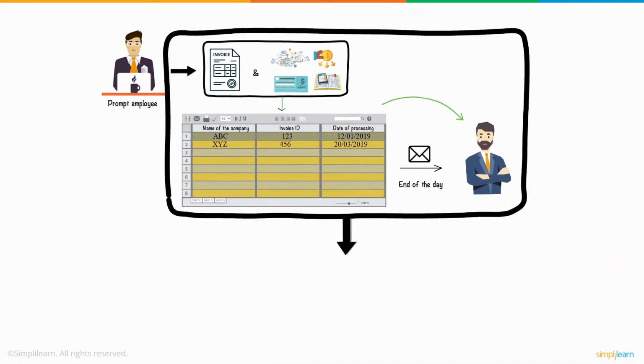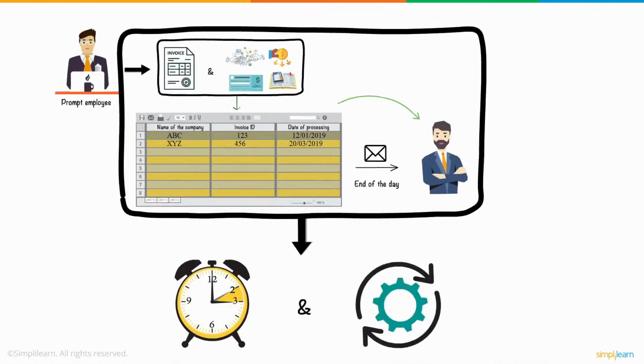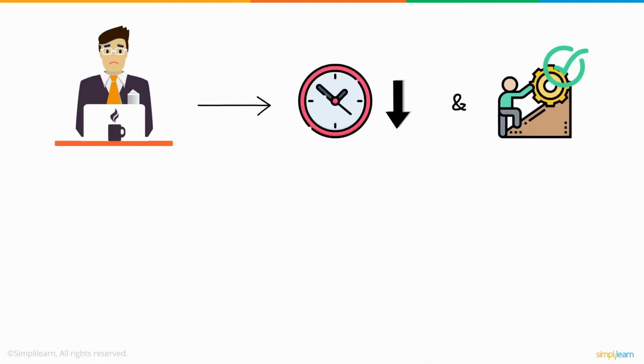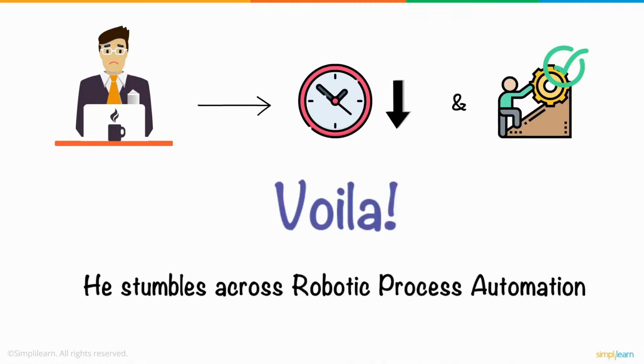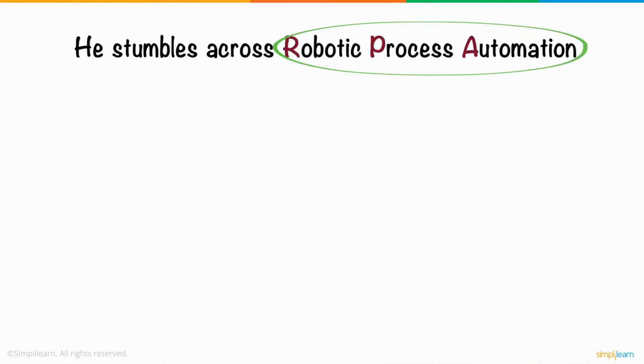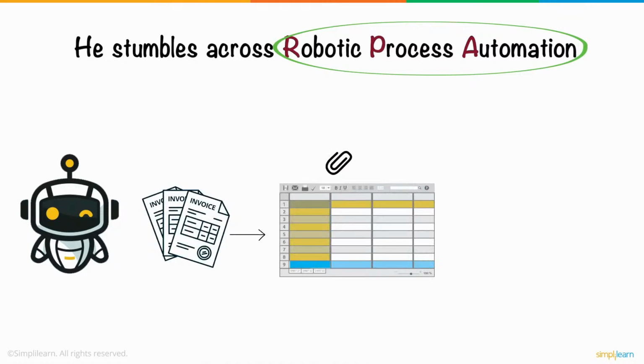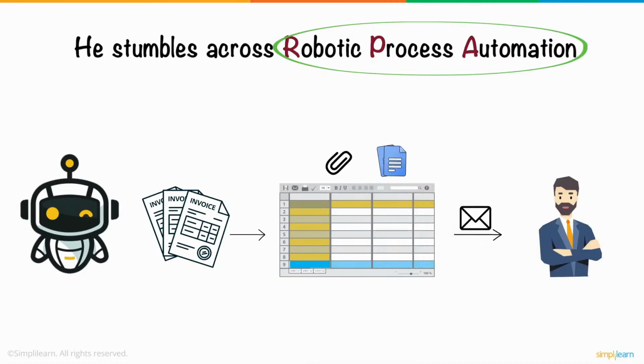But over a period, he starts finding this task to be time-consuming and repetitive. Frustrated, Jim looks for a way to reduce the time and effort it takes to complete the task. And voila! He stumbles across Robotic Process Automation, aka RPA. Using Robotic Process Automation, he builds a simple bot that extracts information from several invoices into an Excel sheet, attaches all the necessary financial reports, and sends them over to his superiors via email at a specific time every day.